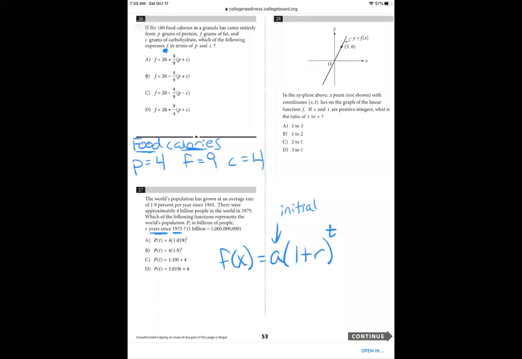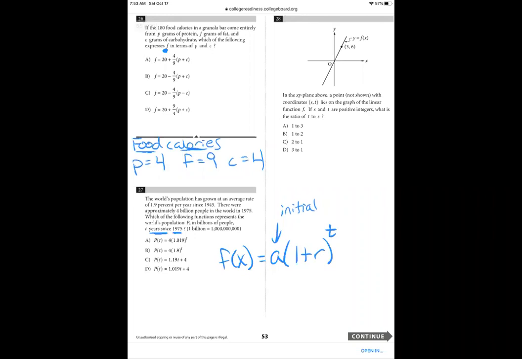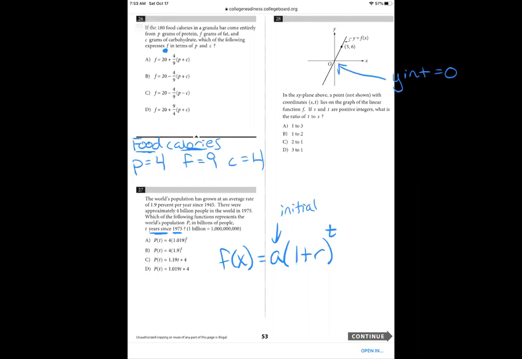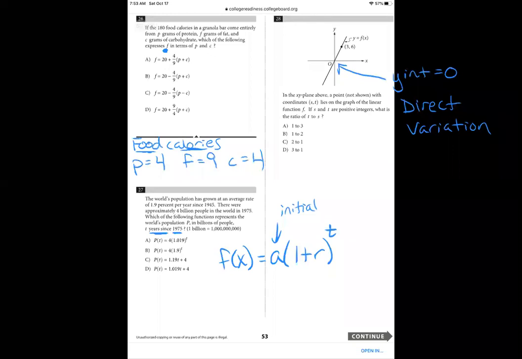And for 28, this one might seem a little confusing, but the big giveaway is that the y-intercept is 0. And when the y-intercept is 0, you have a direct variation. So you might recall hearing that in your algebra days. Okay, so go ahead and pause now if you have not already worked through these, and we will go back through to work them out.